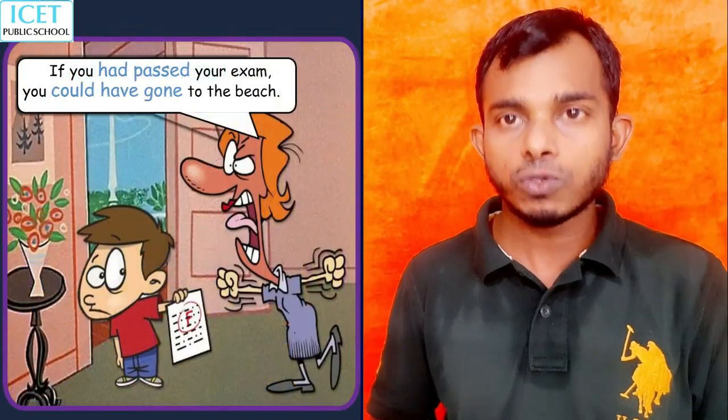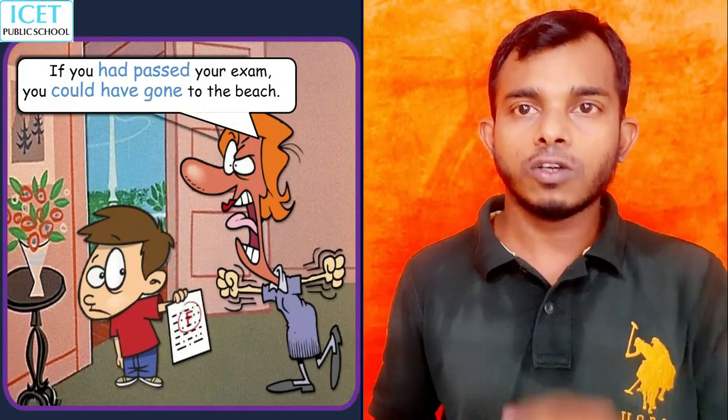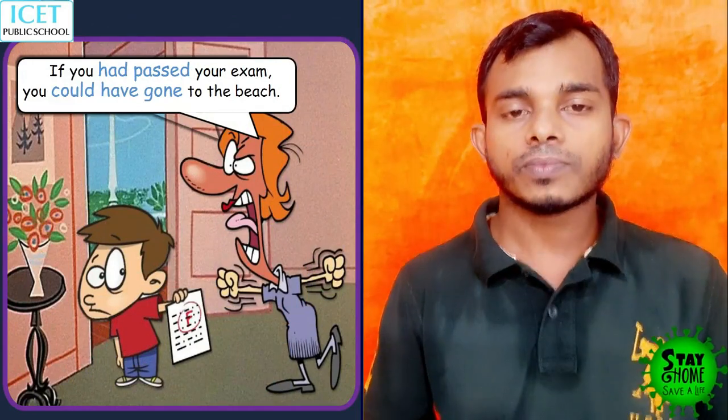Another example: if you had studied hard, you wouldn't have failed your exam. So the if clause in this sentence is written in past perfect tense, and the main clause is written in future perfect tense with the past auxiliary wouldn't.